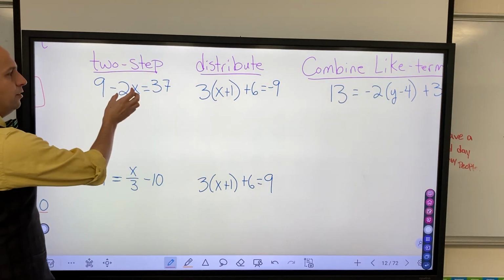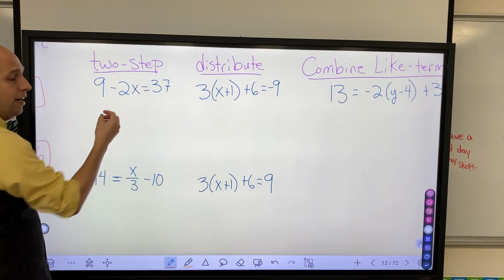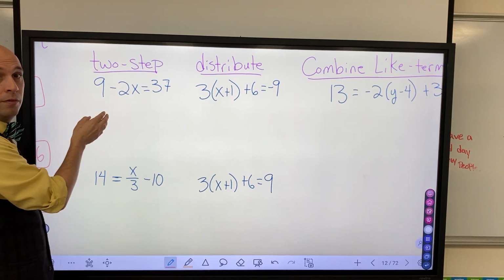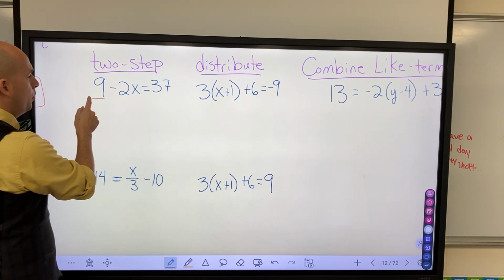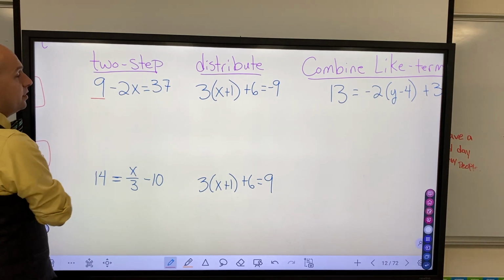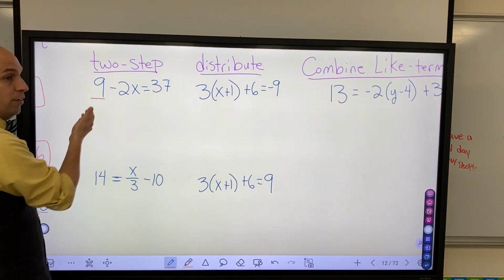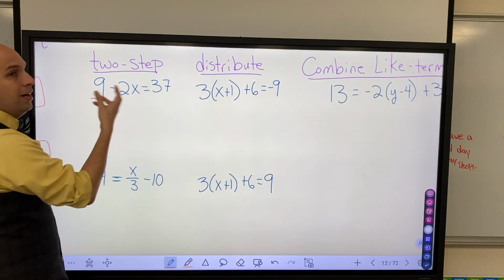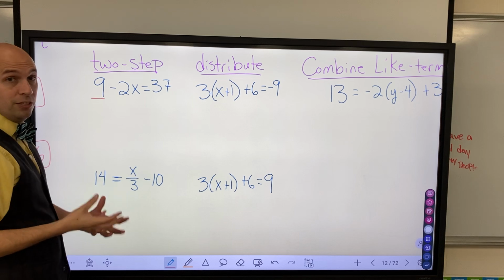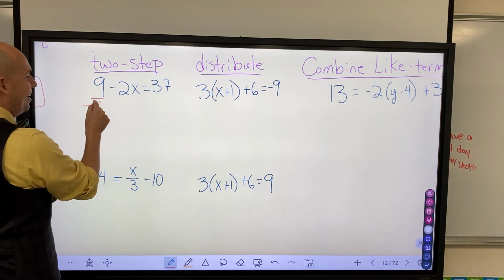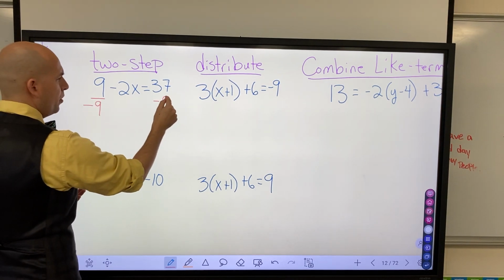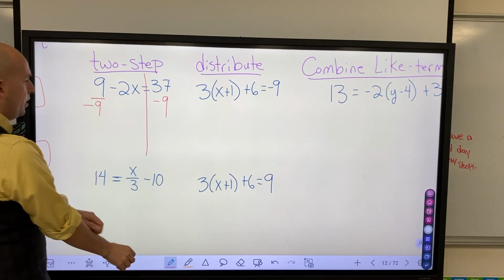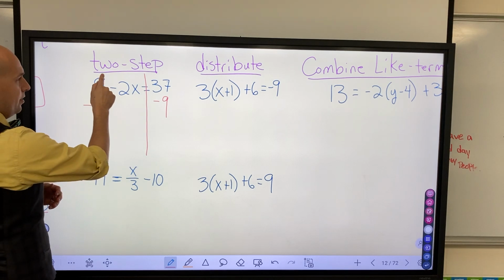Before I can even deal with 2x, I have to deal with this term that has no variable, okay? So we're going to take care of the term with no variable. Now that is a positive 9. It doesn't have a sign in front of it, but we understand that that's addition, or that's a positive number. So I'm going to use the inverse operation to get rid of it. I'm going to subtract 9 from both expressions, and the expressions are on either side of my equal sign. So 9 minus 9, that's 0.